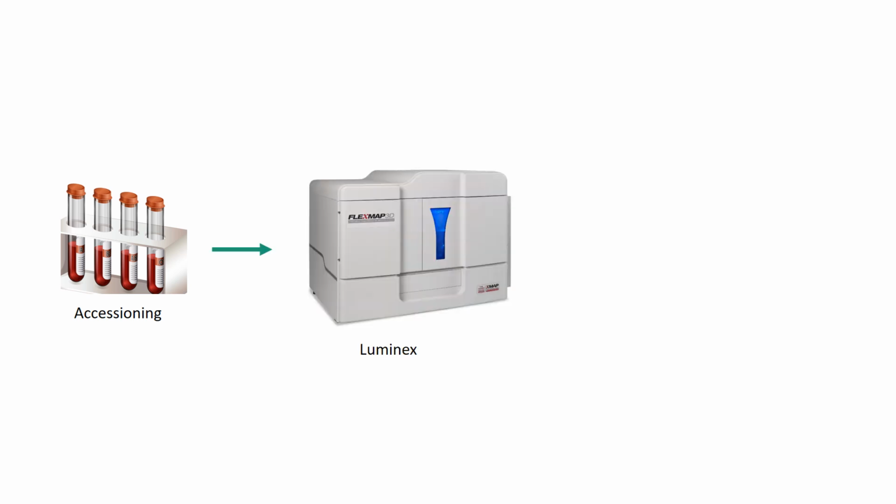Again, in the lab, we receive the sample. The sample is accessioned. And then after the sample is accessioned, we put some of the reagent. And then we put the samples into the Luminex machine. And then it takes around half an hour or 45 minutes to be completed. And then the results are reported into Histotrack, which is our lab information system.